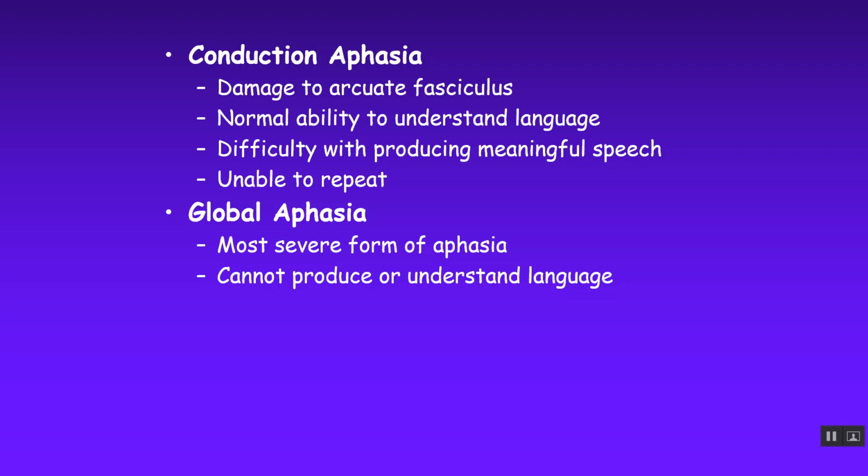Then there's global aphasia. Global aphasia is the worst because you've got a massive middle cerebral artery stroke typically that's blocking Broca's area, the arcuate fasciculus, and Wernicke's area. You've damaged both Wernicke's and Broca's, so they can't understand you and they can't express themselves. So those people are really difficult and challenging to work with.